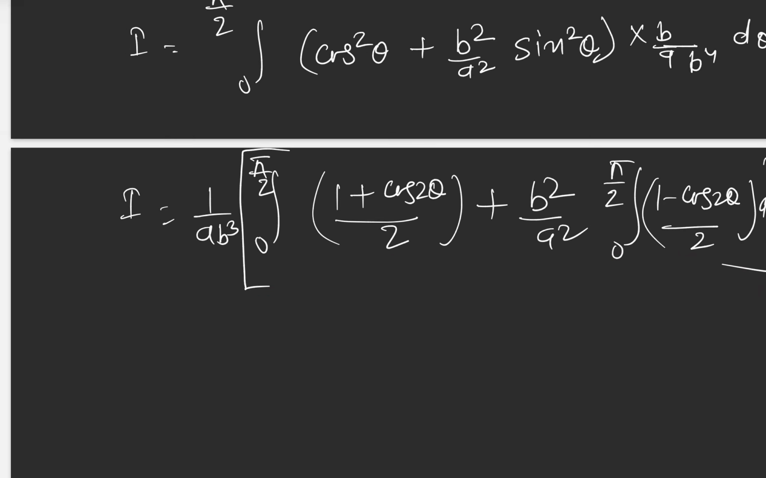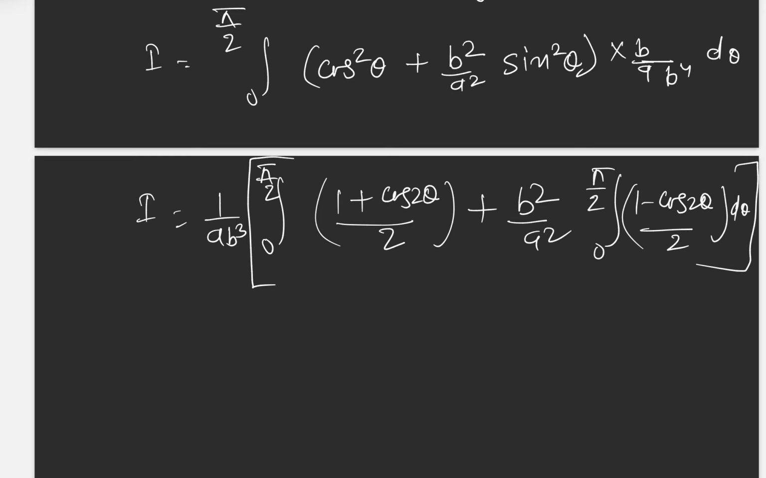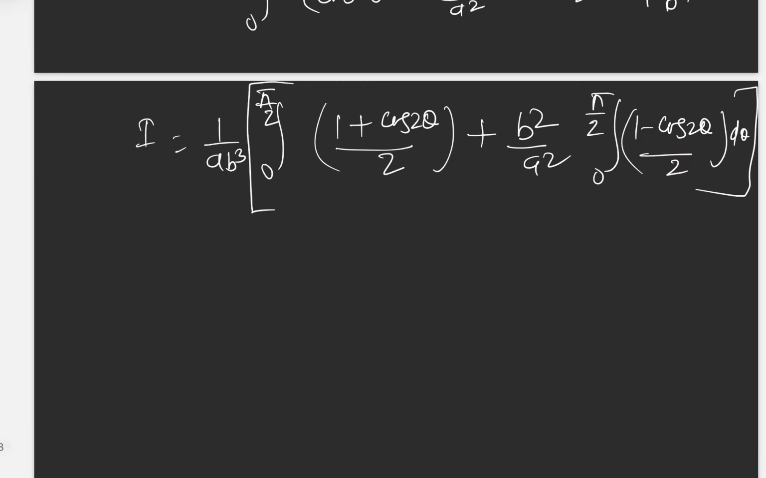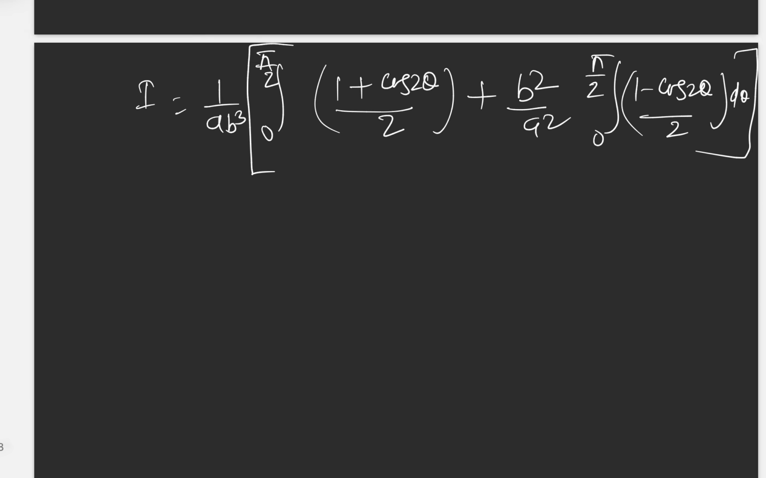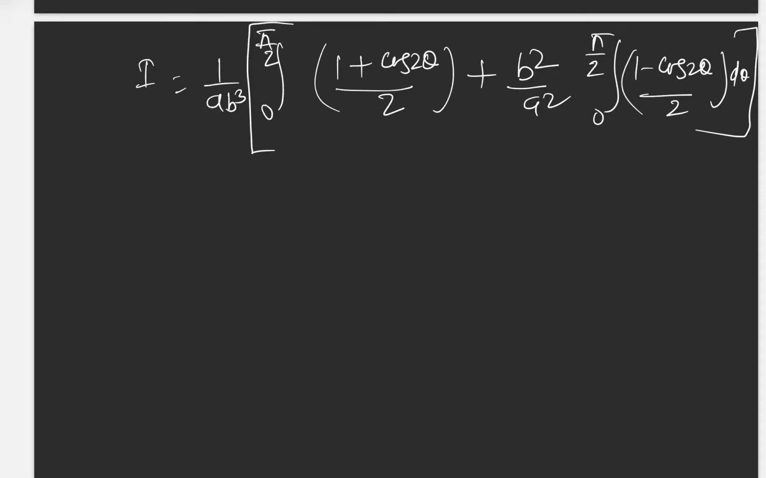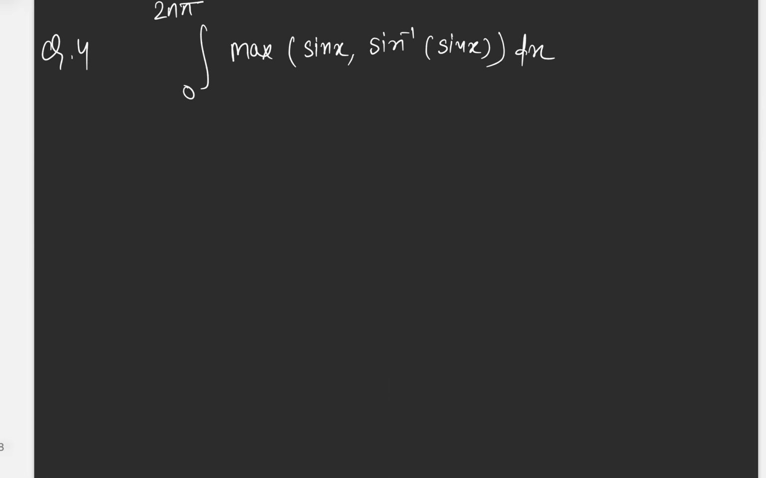Okay, so I am leaving this solution till here only. I hope you can do it after this: 1 plus cos 2 theta by 2 integration and 1 minus cos 2 theta by 2 integration. We'll go to the next question actually. Okay, if not done, then you can comment in the comment section, so I will solve according to you. So next question is this.